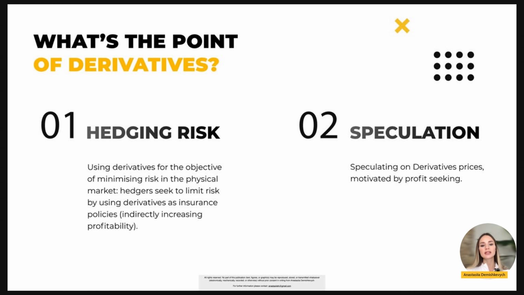The second reason is speculation, pretty much betting on the price movements themselves. This is where traders or investors seek to profit from changes in the price of the underlying asset. If you believe that the price of wheat will rise, you may buy a derivative based on this prediction.